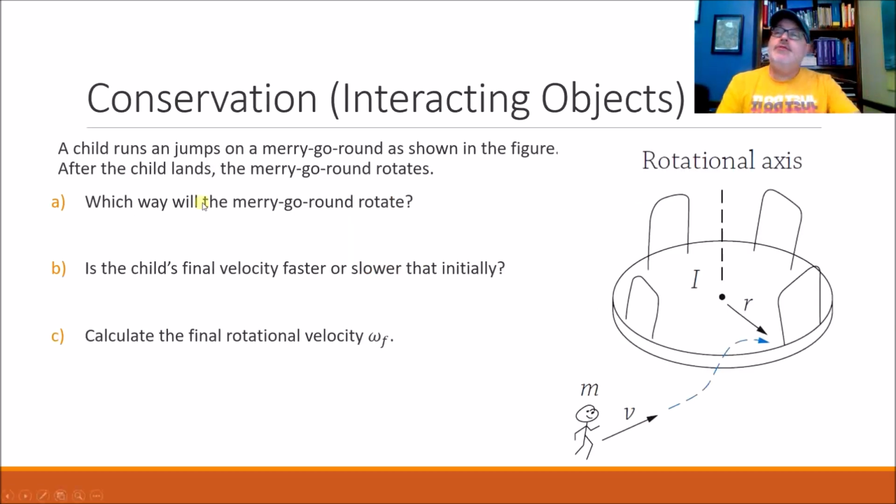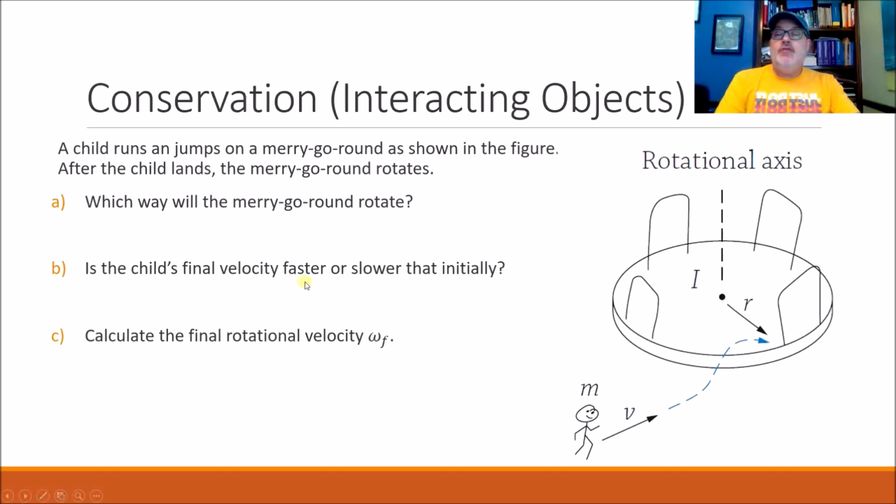All right, let's look at an example. We have a child that's running and jumps on a merry-go-round as shown in the figure right here at the edge. After the child lands, the merry-go-round will rotate. So the child's going to run, stick to the merry-go-round, and rotate around. Which way will the merry-go-round rotate? Well, that's pretty easy. It's going to rotate, as we see it, counterclockwise.